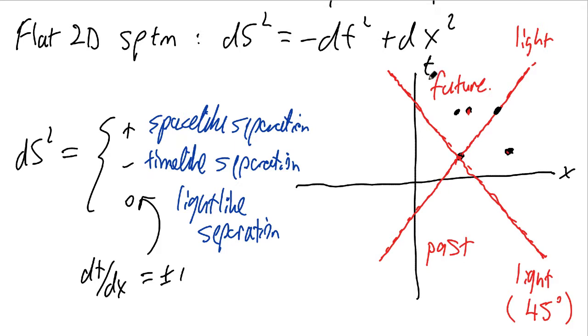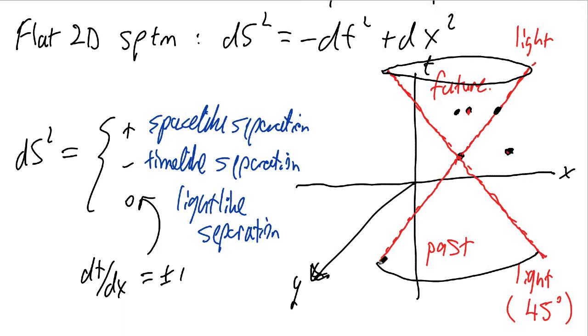This upper wedge is referred to as the future light cone, and this is the past light cone. And the reason these are referred to as cones is because if we try to draw this picture in two space and one time dimension, so if I add a y direction here, then the future region becomes the interior of a cone, and the past is the interior of this cone.